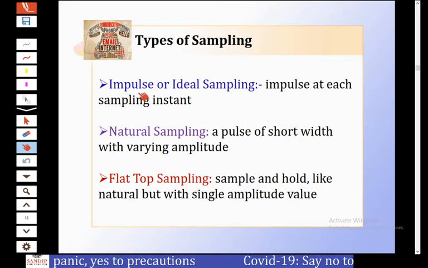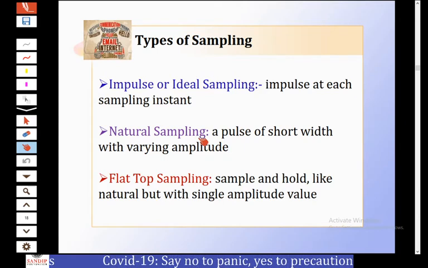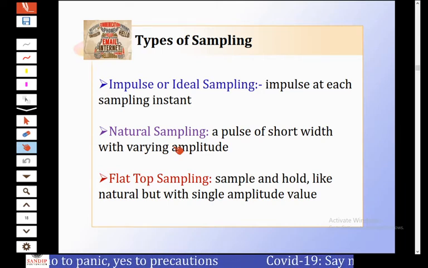The first one is impulse or ideal sampling. Impulse height is the sampling instant. This is known as the ideal sampling process. And natural sampling and flat top sampling are commonly known as practical sampling. Now we'll understand one by one what is meant by ideal sampling and what is meant by practical sampling.